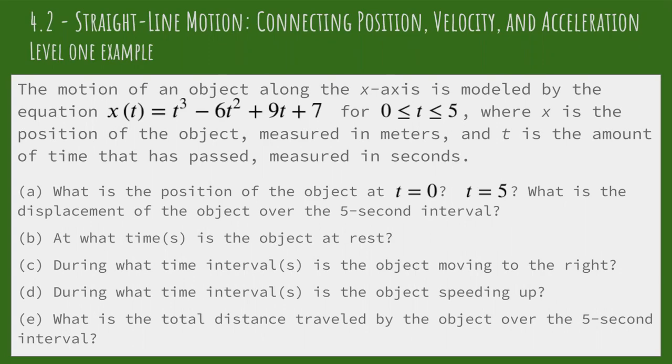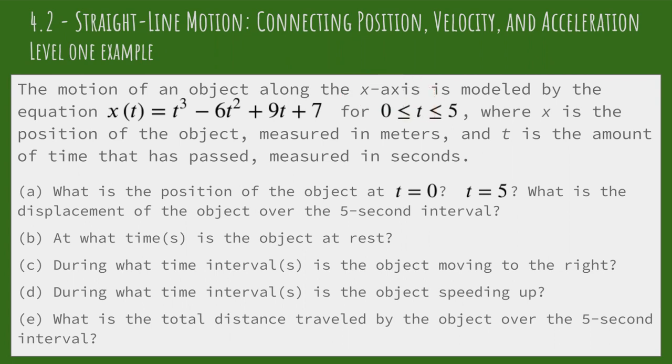Hello, Mr. Betts here. Let's take a look at a particular example where we are looking at position, velocity, acceleration, displacement, all that stuff for a particular function. So we have an object that's moving along the x-axis. Remember, the x-axis is a horizontal axis, positive values to the right, negative values to the left.